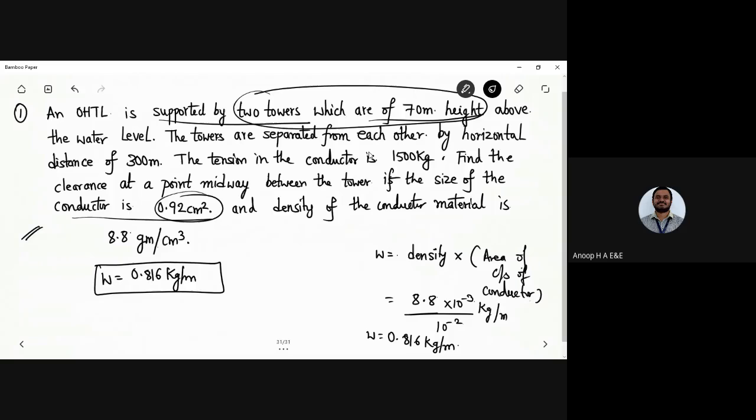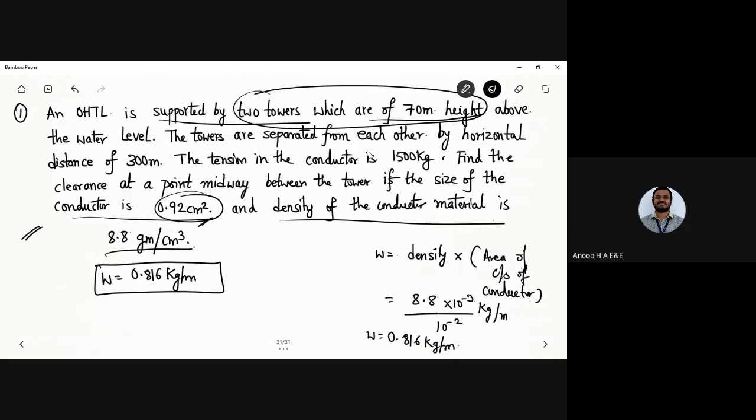What you need to apply as a formula is sag at equal levels. Sag at equal levels generally means the towers have equal height. The towers are 70 meters above the water level and are separated by a horizontal distance of 300 meters. The tension in the conductor is 1500 kg. Find the clearance at a point midway between the towers if the size of the conductor is 0.92 centimeter squared and the density of the conductor material is 8.8 gram per centimeter cube.